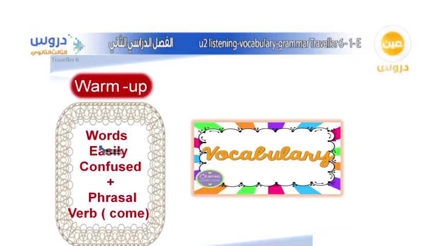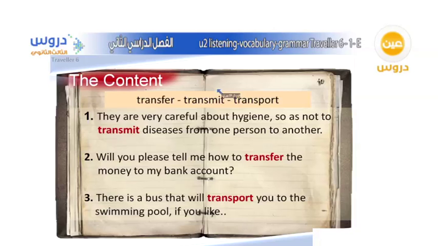Now, warming up a bit: vocabulary, words easily confused, plus the phrasal verb come. So we are going to start with words easily confused. Confused means it's not clear if it's carrying such a meaning or has a different one. So you are confused. Is it the same meaning in your mind or is there another meaning?